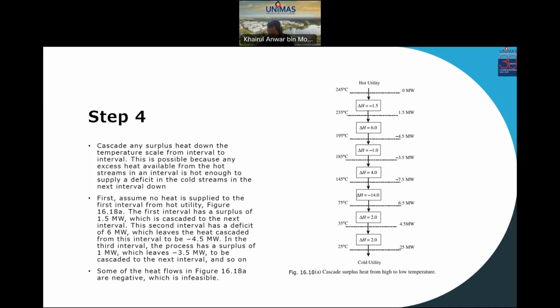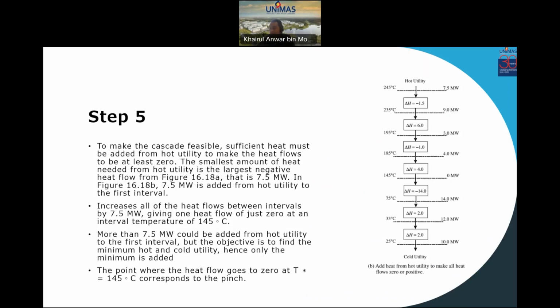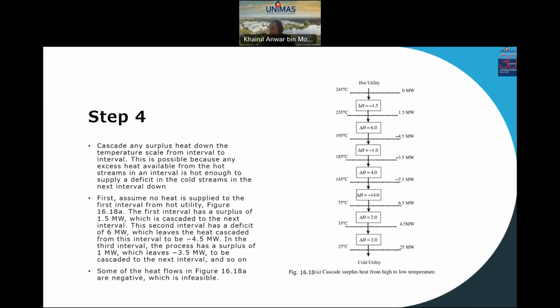Therefore, this cascade is not feasible. To make the cascade feasible, sufficient heat must be added from the hot utility to make the heat flow at least 0. The smallest amount of heat needed from the hot utility is the largest negative heat flow from figure 16.18a. So from 16.18a, the largest is negative 7.5 megawatt.